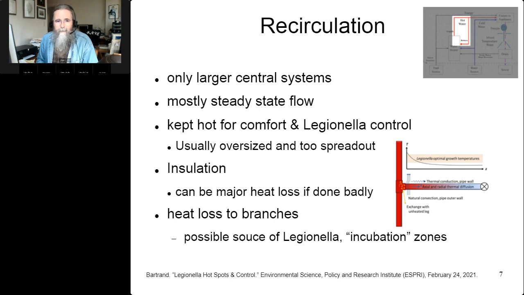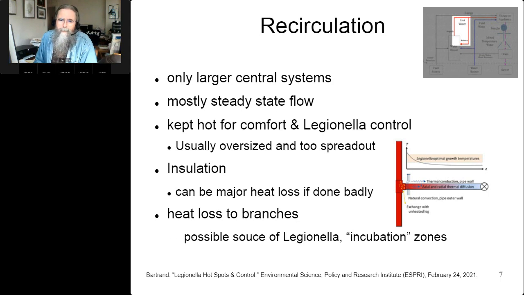It's mostly steady state flow. Although there are some that are on demand, it's usually oversized and too spread out from an actual performance point of view. If it's not insulated, it'll be a major heat loss in the system, and that's hard. It's an important thing to look at.